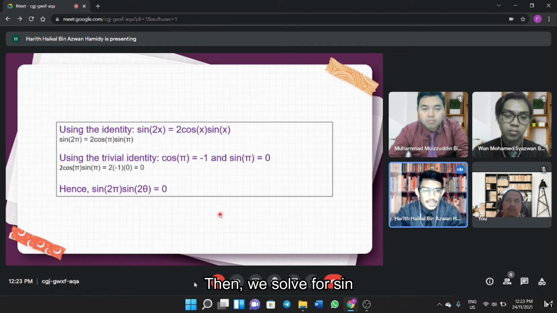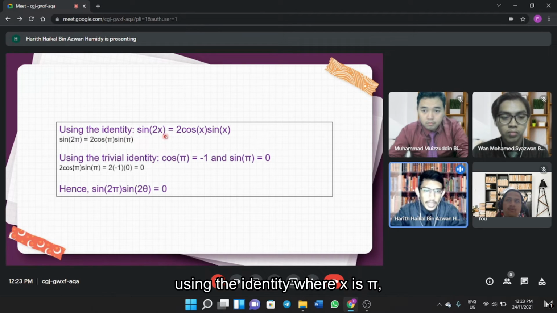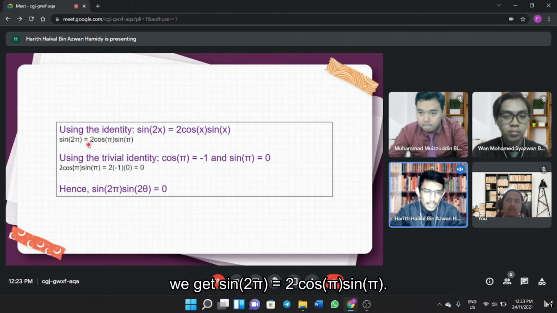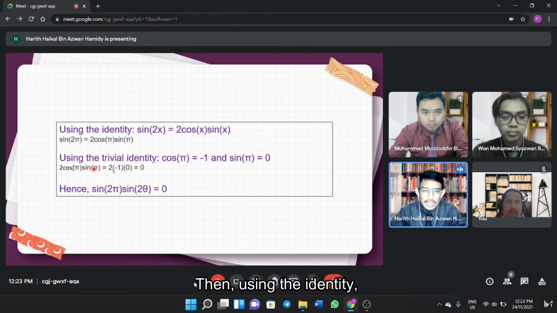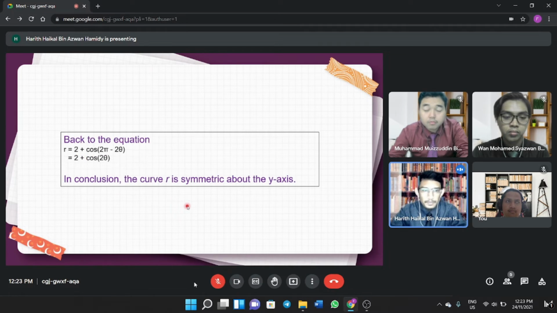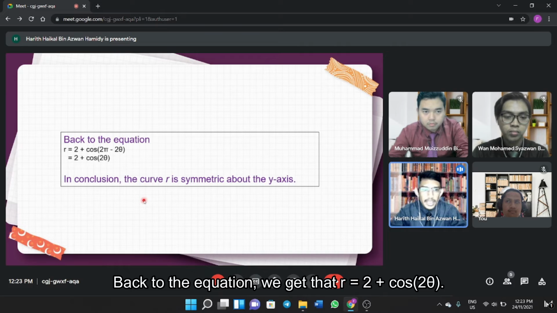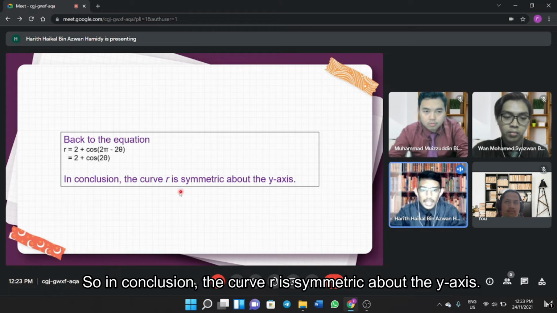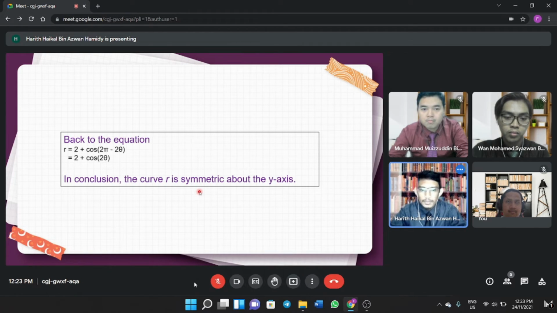Then we solve for sin. Using the identity where x is pi, we get sin 2 pi equals 2 cos pi sin pi. Then using the identity, we know that sin pi equals 0. So 2 cos pi sin pi equals 0. Hence, sin 2 pi sin 2 theta equals 0. Back to the equation, we get that r equals 2 plus cos 2 theta. So in conclusion, the curve r is symmetric about the y-axis.